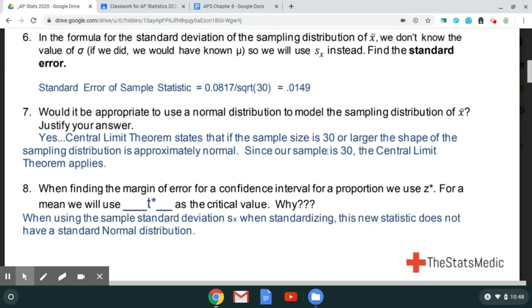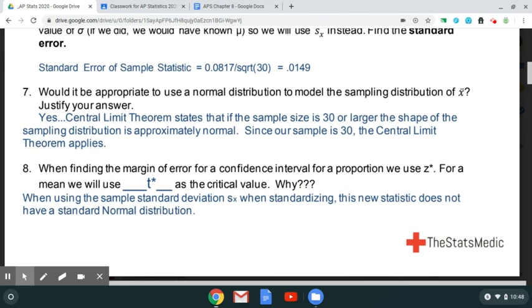So we now need to find the margin of error. We used z star for proportions, but that's not going to be what we use when we are dealing with means. For a mean, we will use what's called t star as the critical value.